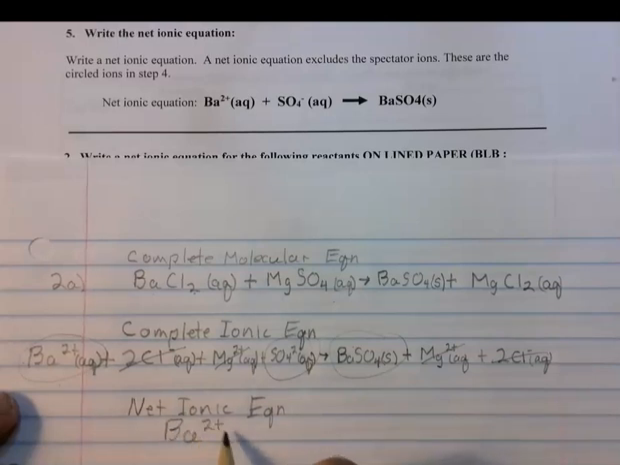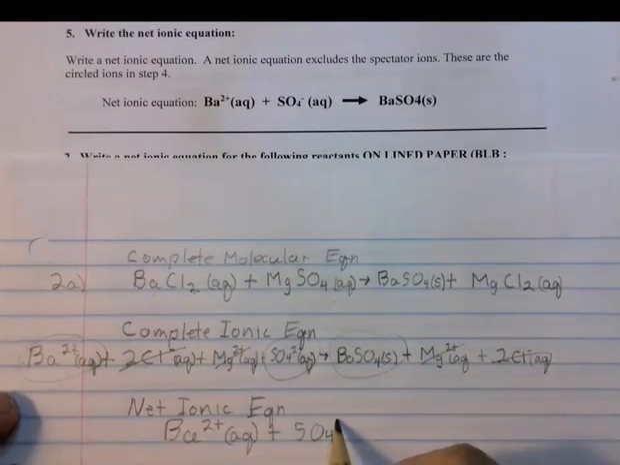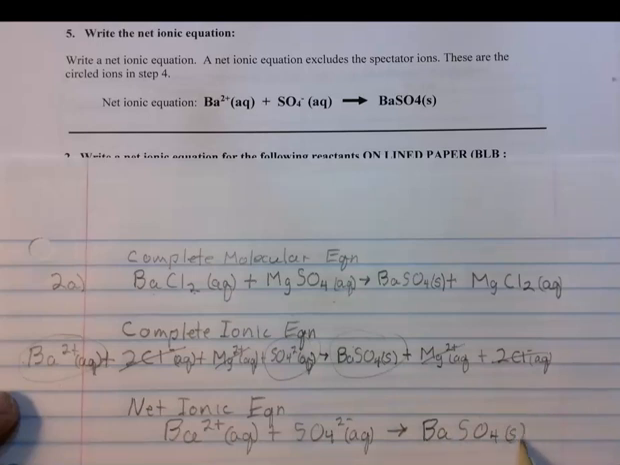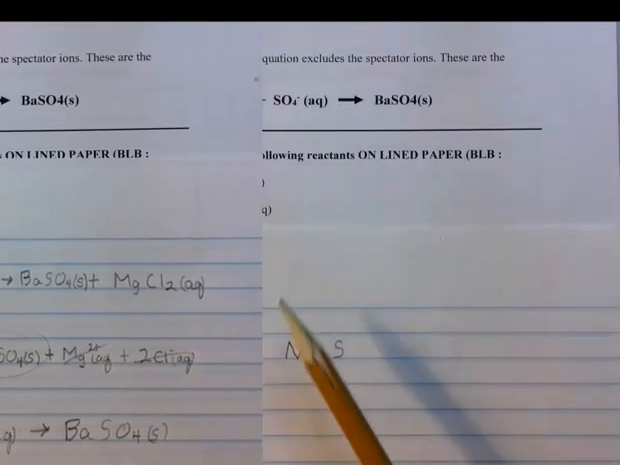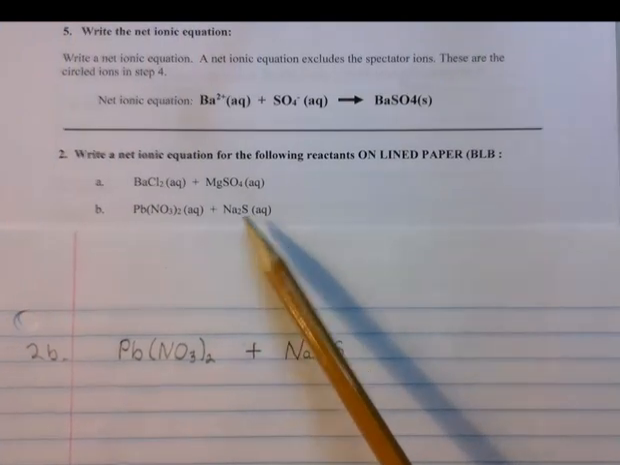is Ba2+ aqueous plus the sulfate, 2-, and that's aqueous. But when they come together, they form a precipitate of barium sulfate. And that's a solid. And that's it. That's action, and that's lead nitrate and sodium sulfide.